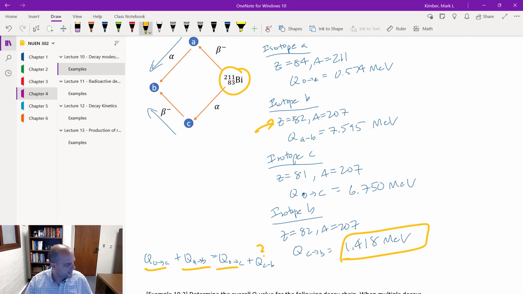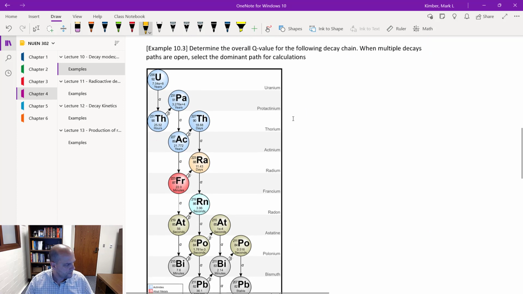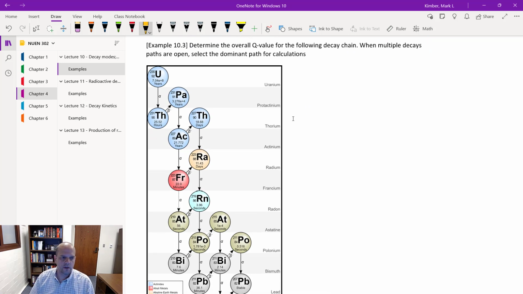All right, so for our final example, example 3, we want to look at this decay chain. And so we have uranium-235, and it's going to be an alpha decay down to thorium-231, and that's going to then have a beta minus decay up to protactinium-231, and that's going to go down to actinium-227, then up to thorium-227, or down with an alpha decay to francium. So the question is, what do we do here?